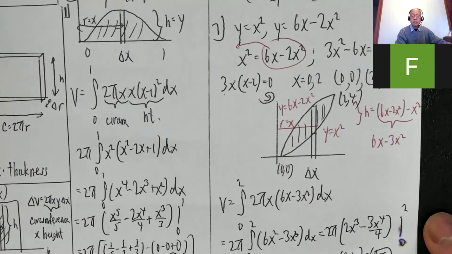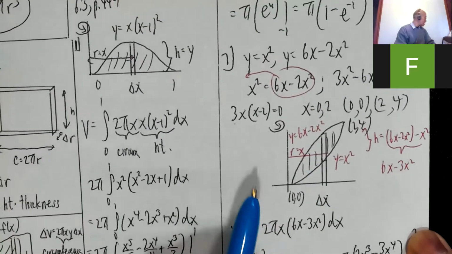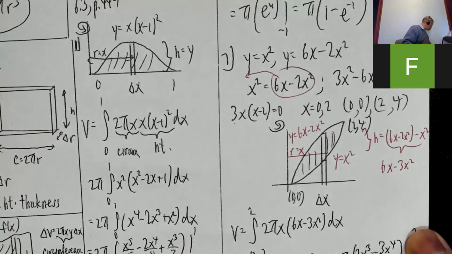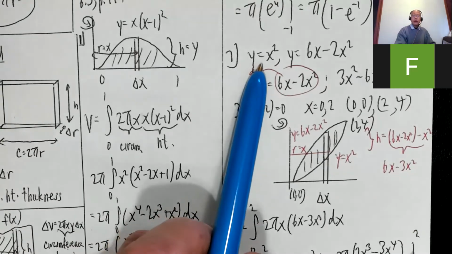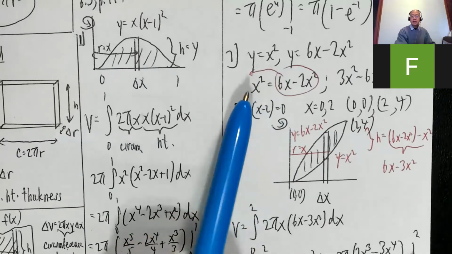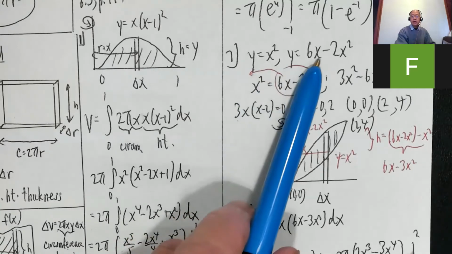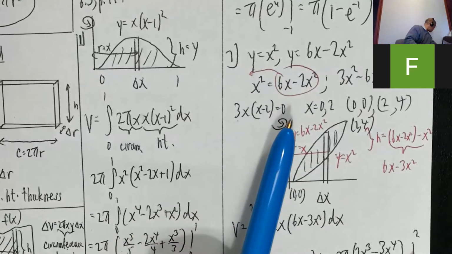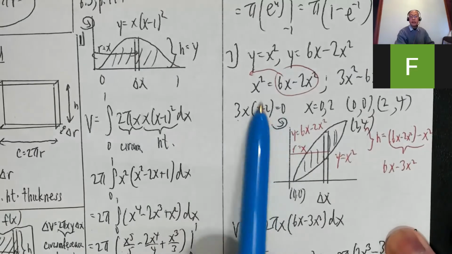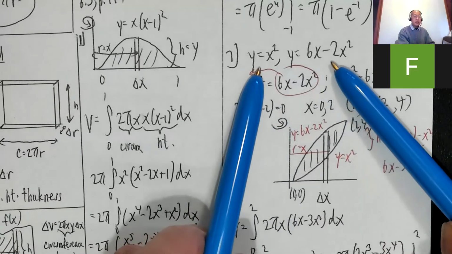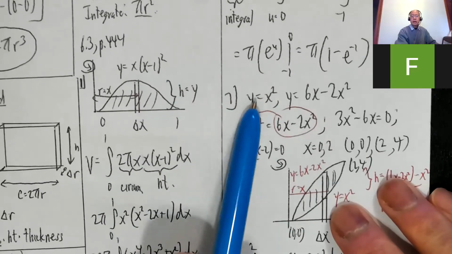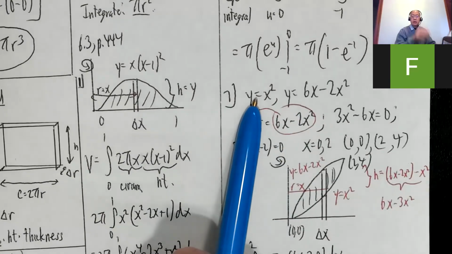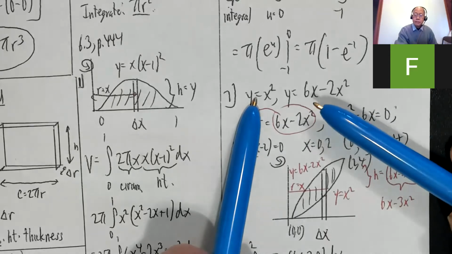Okay, next one I was going to show you is number 7. And these are right off the homework. Y equals x squared, y equals 6x minus 2x squared. And again, from the direction we're spinning about the y-axis, we're still going like that. Now, this time, they don't tell me where to integrate from. Here they told me to go from 0 to 1. Here they don't tell me, so you have to show me.